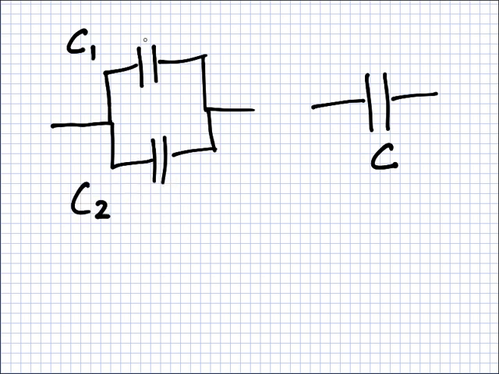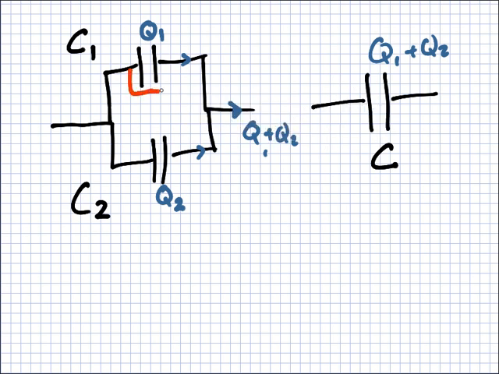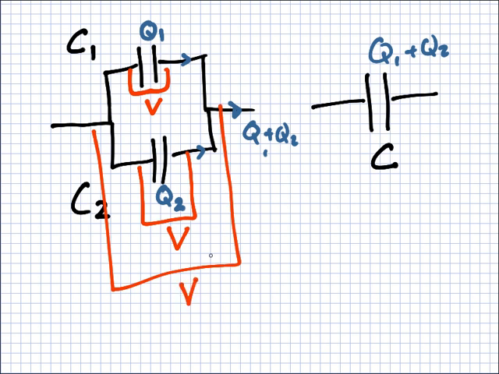Now look. Let's say this one here has Q1 and this one here has Q2. What happens when the Q's come out? You get Q1 plus Q2 because the charge adds. So that means this one here has Q1 plus Q2. Now, what's the voltage here? Let's say it's just V. This voltage, is it the same or different? Same. And this voltage? Same. So that means this one has to be the same then.